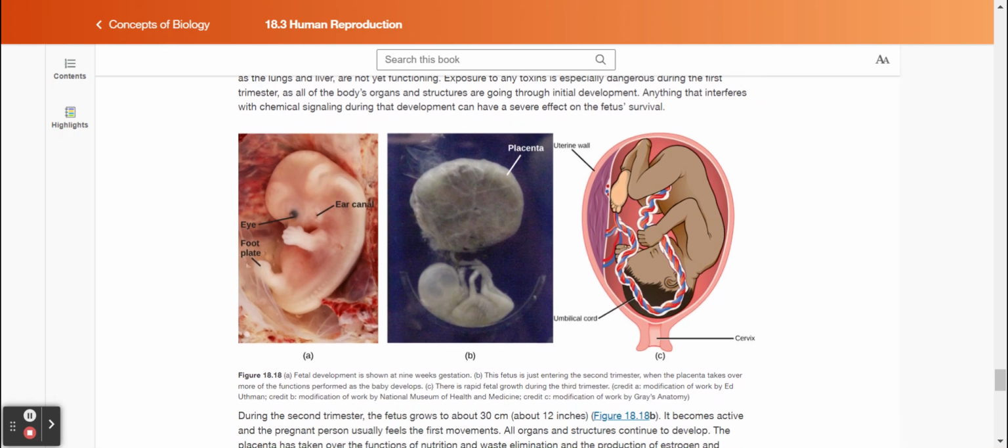Figure 18.18. A. Fetal development is shown at 9 weeks gestation. B. This fetus is just entering the second trimester, when the placenta takes over more of the functions performed as the baby develops. C. There is rapid fetal growth during the third trimester.